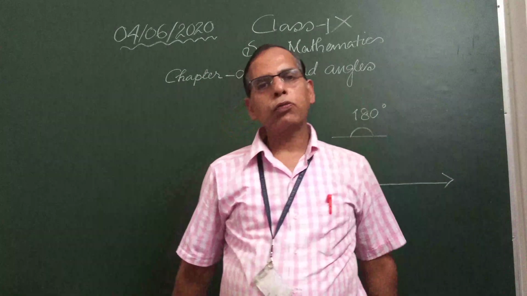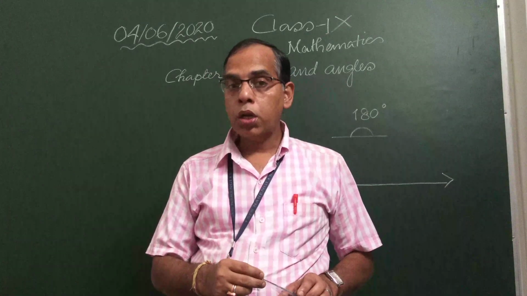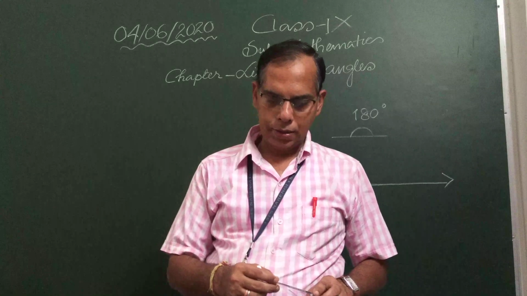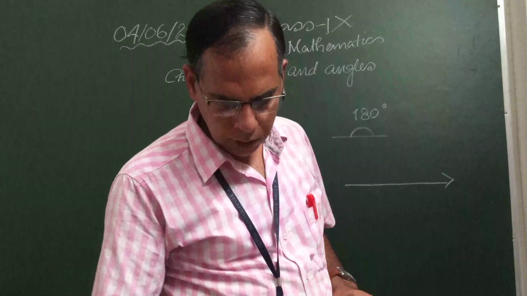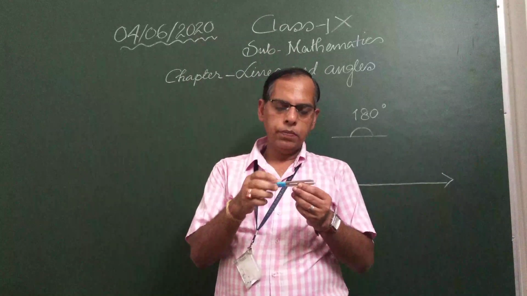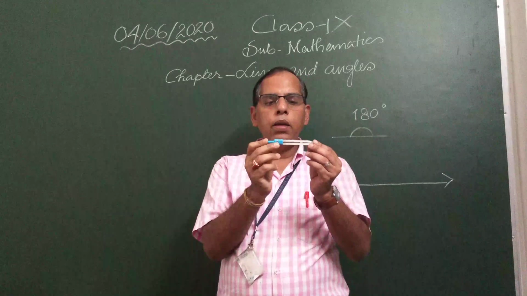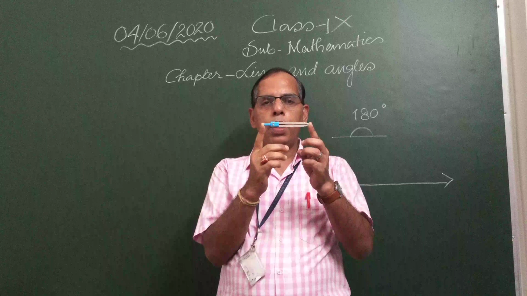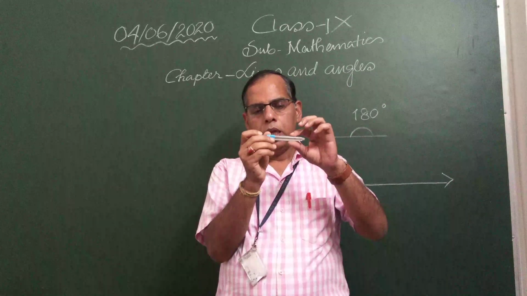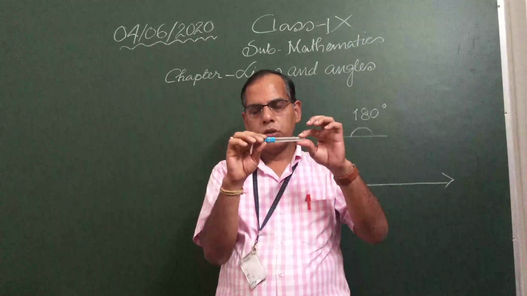Now, how do these angles form? These angles form by the rotation or movement of the rays. See, my dear students, see this one. Suppose there are two rays. This is one ray, this is another ray. When they are one over the other, is there any angle formed? No, because they are one over the other, so there is no deflection.